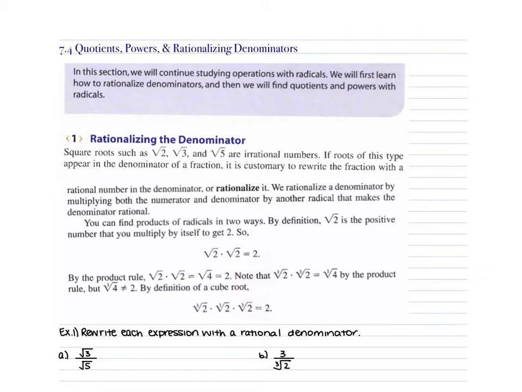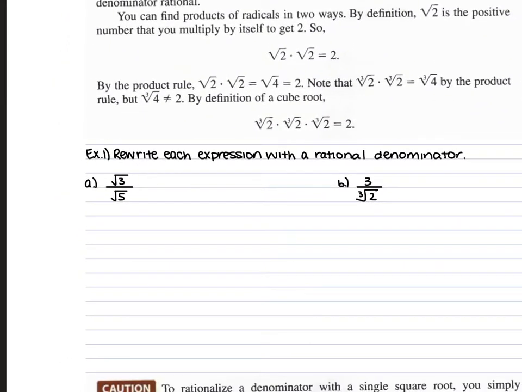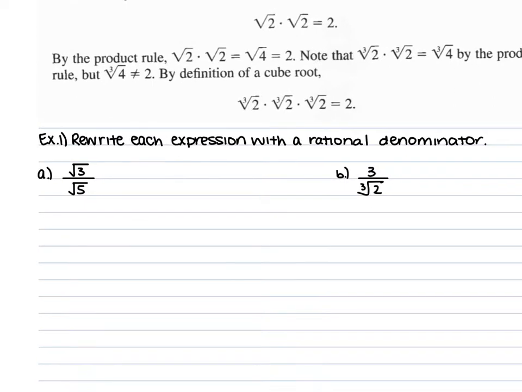So in order to rationalize these denominators, we're going to pay attention to the index that's attached to the radical and multiply that radical by itself the amount of times that the index tells us. So if we look at example 1a, we have the square root of 3 over the square root of 5. The denominator here is the square root of 5. First, you look at this and you see you can't simplify either of those radicals.